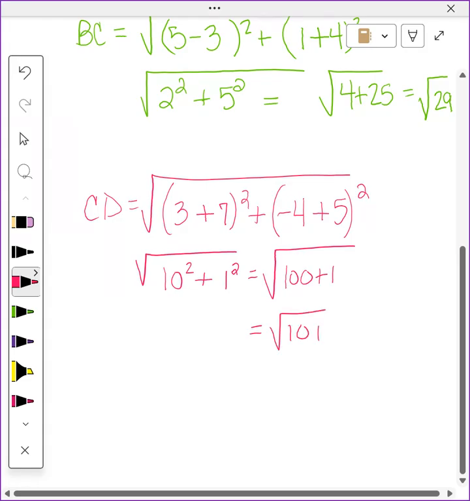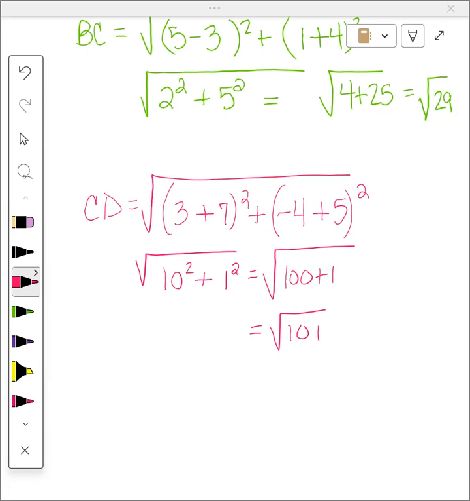That's the same thing that we got when we used the Pythagorean theorem. I want you to use whatever method works best for your brain. Okay, whatever method works best for your brain.